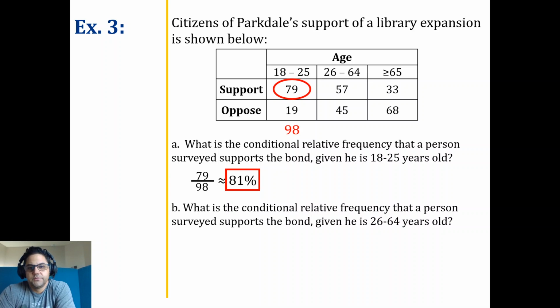What is the conditional relative frequency that a person surveyed supports the bond, given he is 26 through 64 years old? Support, 57. The total of the age group is 102. Quick division, about 56%.